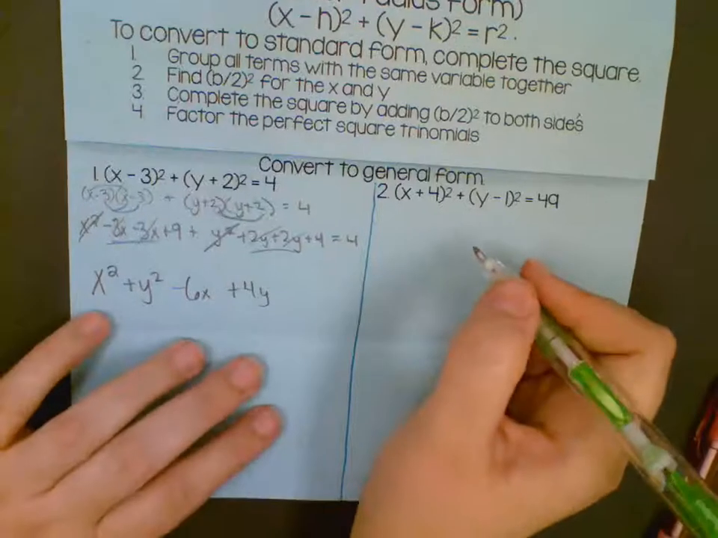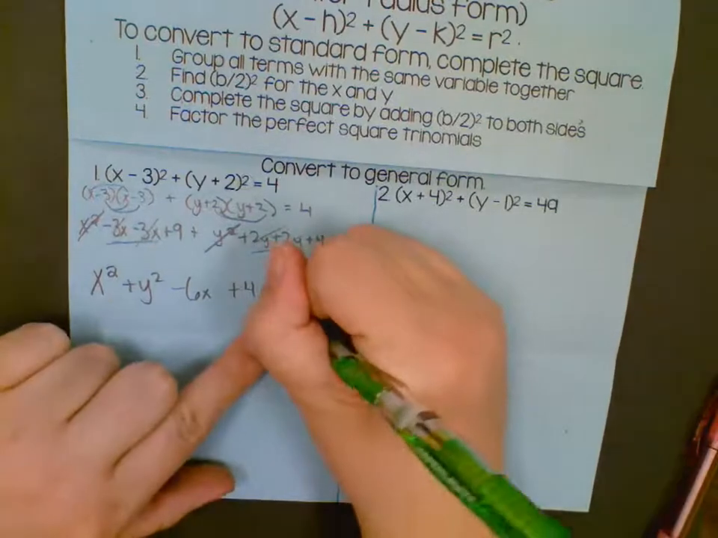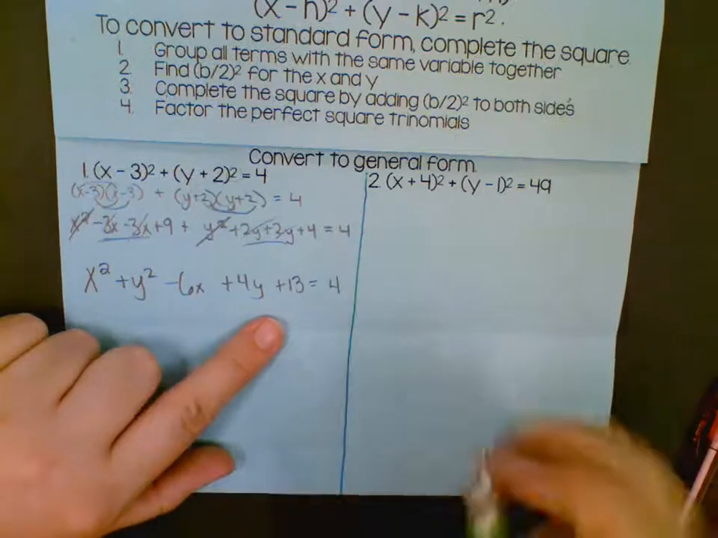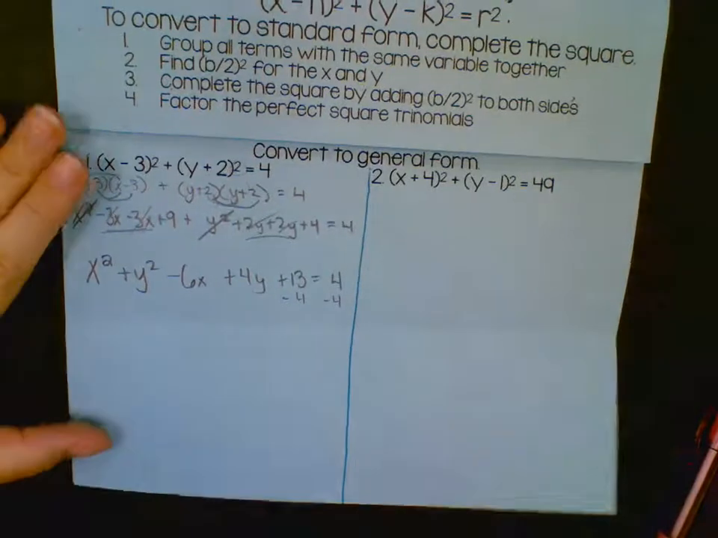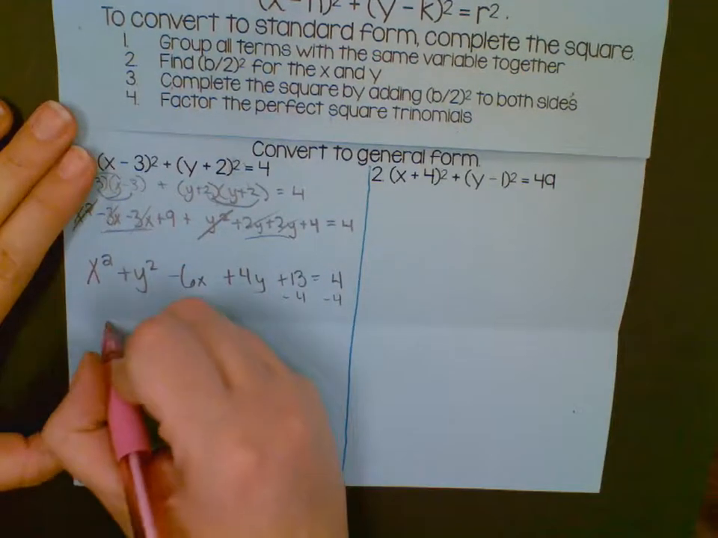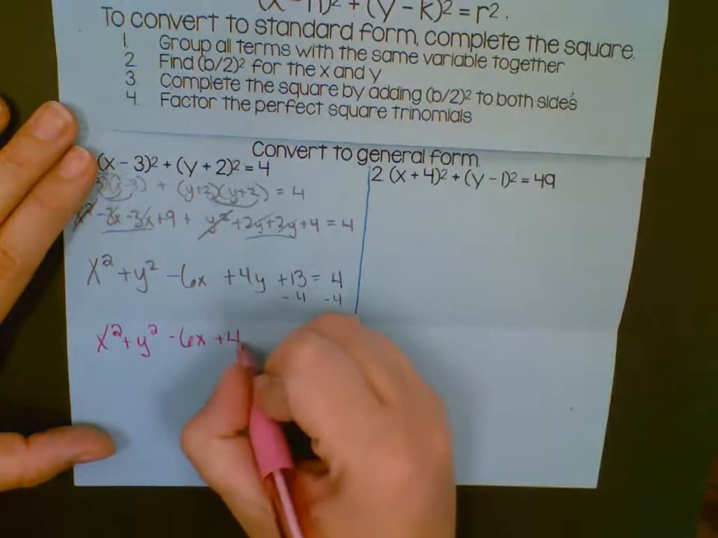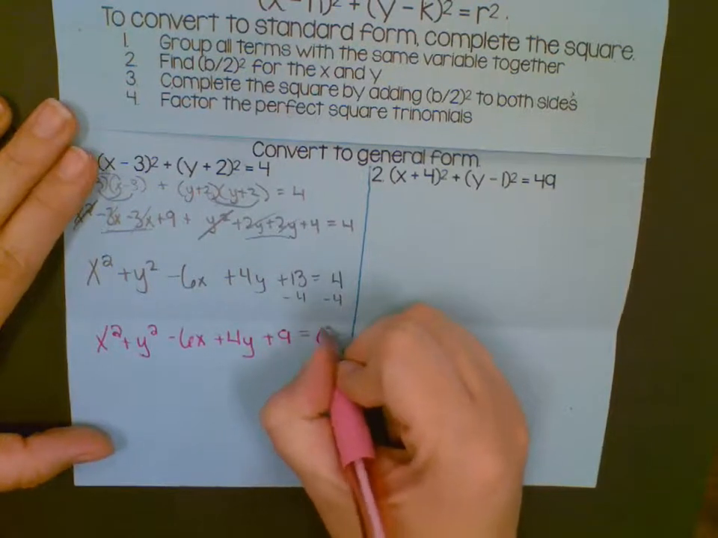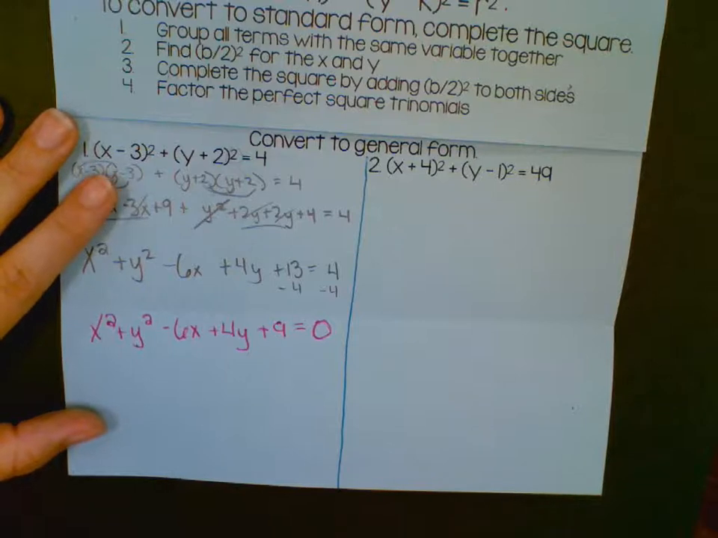So now we need to get all of our numbers together. So on this side we have a 9 and a 4, which make 13, but we have that 4 on the other side, and we can't have that, so we have to make it equal 0. So you got to move it to the right side, or left side. So then our final answer is going to be x squared plus y squared minus 6x plus 4y plus 9 equals 0. And that's it. So when you're doing this, you just have to FOIL, and then combine like terms.